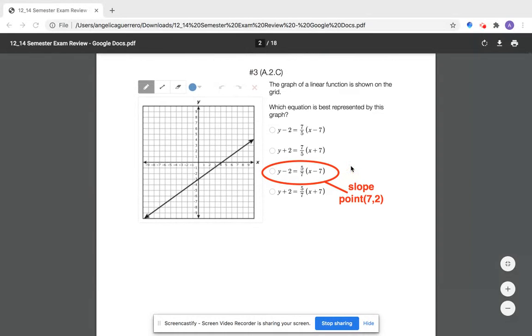Number 3, the graph of the linear function is shown on the grid. Which equation is best represented by this graph? So you want to recognize that this is in point slope form. And so your slope, looking at your graph, is starting at -3, and it's going to go up 1, 2, 3, 4, 5, right? 1, 2, 3, 4, 5, 6, 7. And then the point 7, 2 lies on that line. You want to recognize that this is your y1, and it's the opposite of minus. It's a +2. This is your x1, and this is the x value from the point.